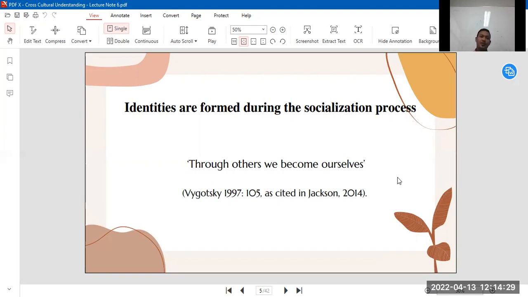And over time, through observations and social interactions, we begin to acquire the meaning of identity from communications, from our daily interactions, and of course through others we become ourselves. We learn from other people, our family, or even from mass media such as television, radio, internet, and so on and so forth.